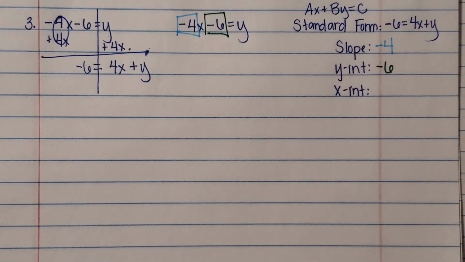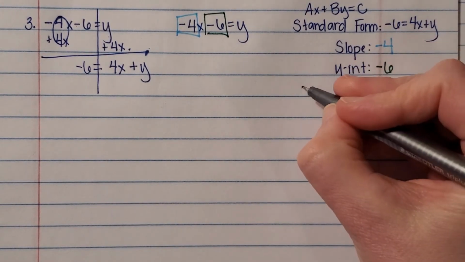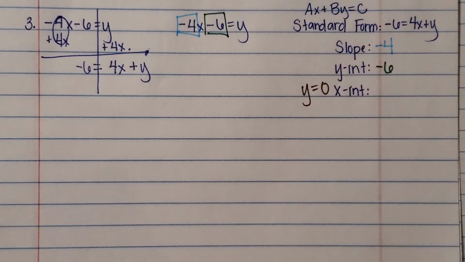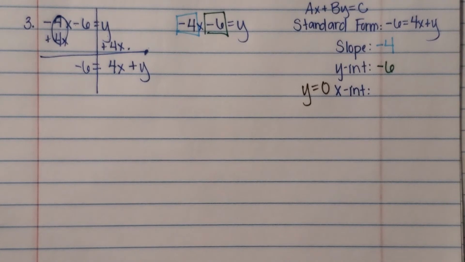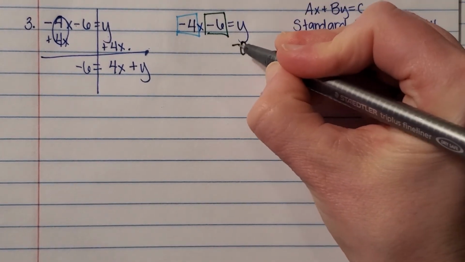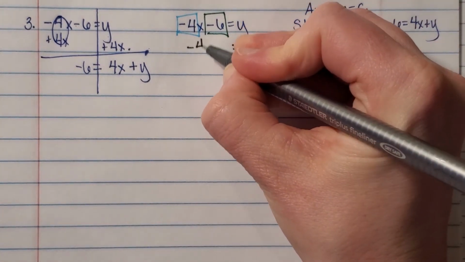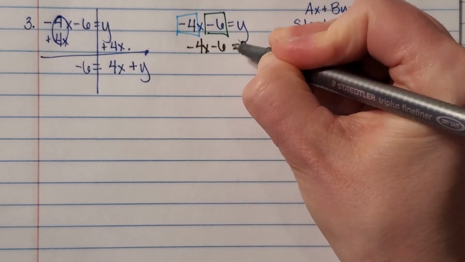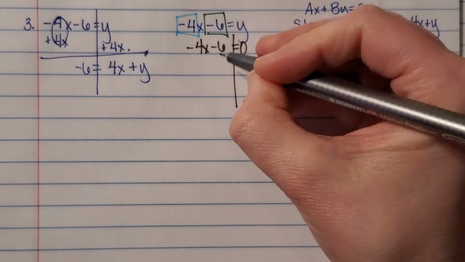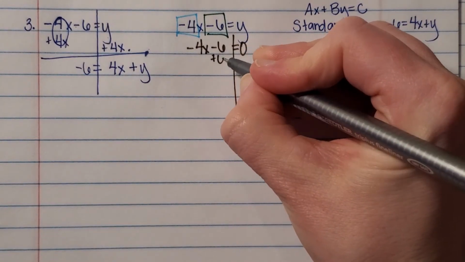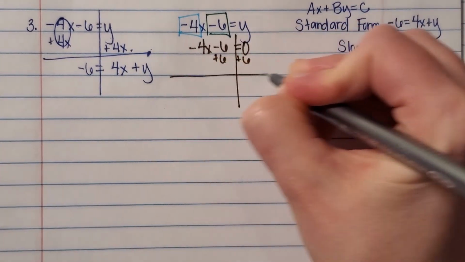Now let's go ahead and solve for our x-intercept. Remember, x-intercept is when y equals 0. All right, let's go ahead and use this equation this time. Y equals 0, and in front of that I have a negative 4x and a minus 6. Draw that line so we can solve. My goal is to get x by itself, so I'm going to get rid of this minus 6 first by adding 6 to both sides.